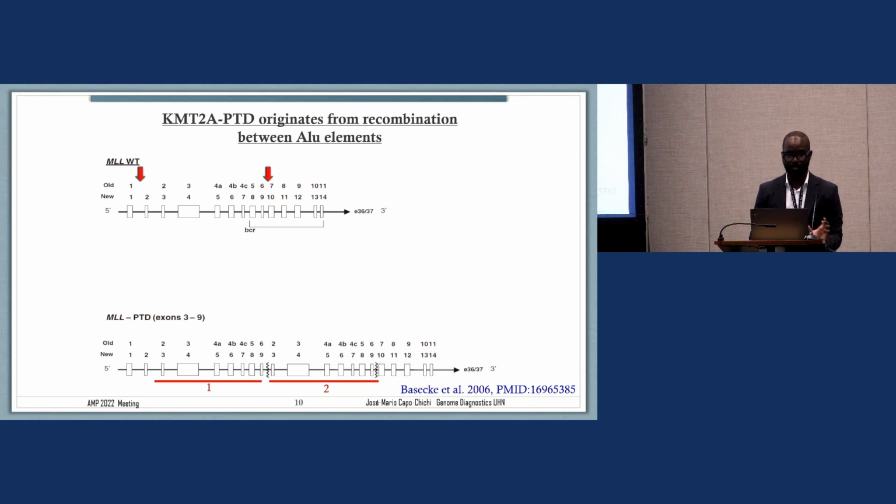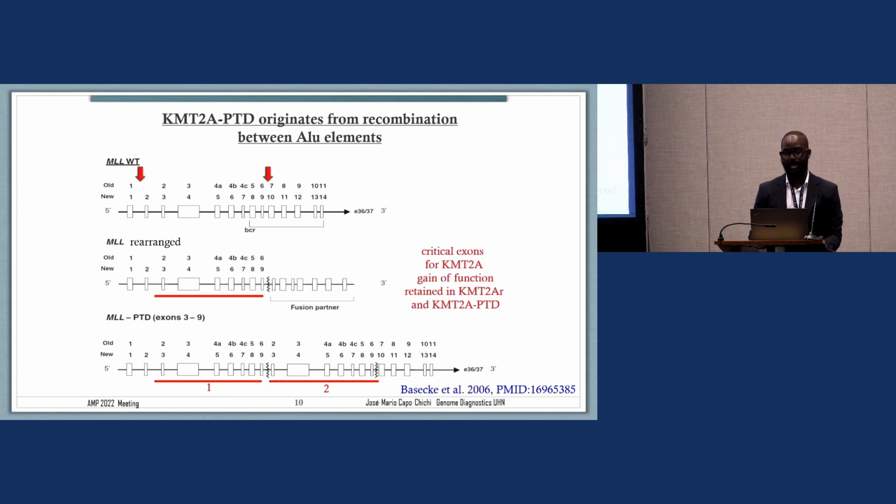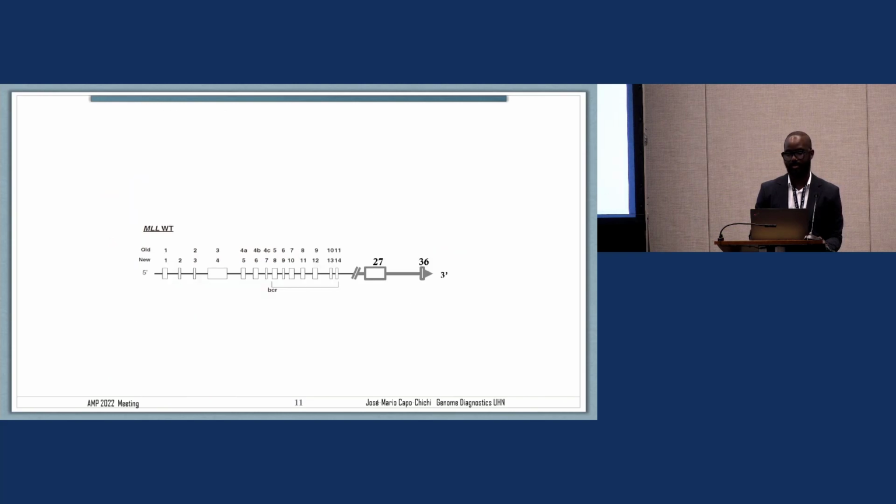Generally speaking, KMT2A PTDs will maintain the N-terminus end of the gene up to exon 9 or 10. And of note, the same exons are also preserved in KMT2A rearrangement, suggesting that those exons are critical for KMT2A's role in leukemogenesis, and that similarly to KMT2A rearrangements, KMT2A PTDs also operate under the same gain-of-function model. So KMT2A PTDs, such as the common one that involves exon 3 to 9 or 2 to 10, are typically too small to be detected by FISH and too large for identification using amplicon-based NGS.